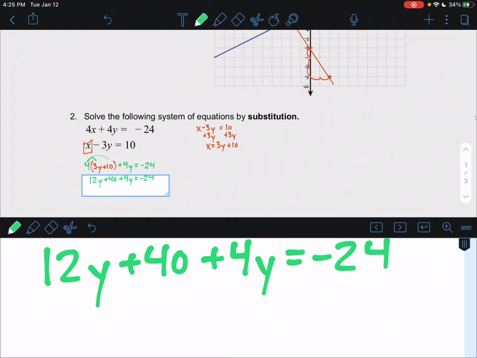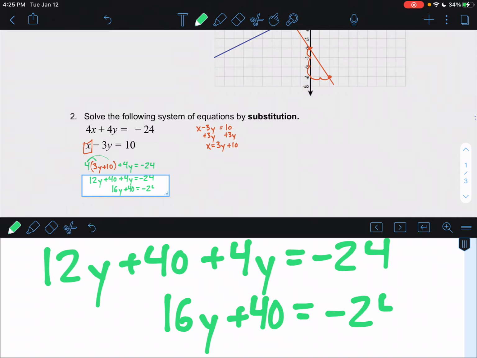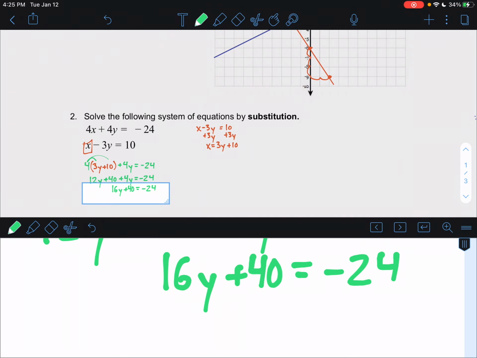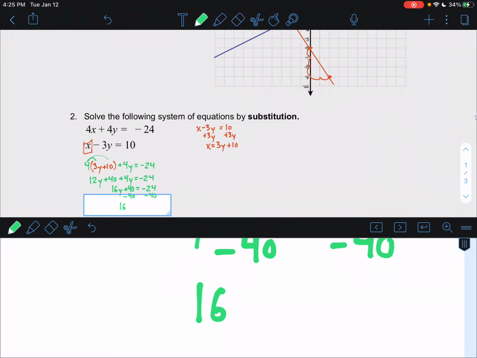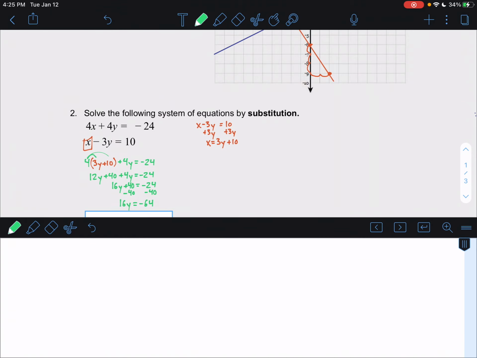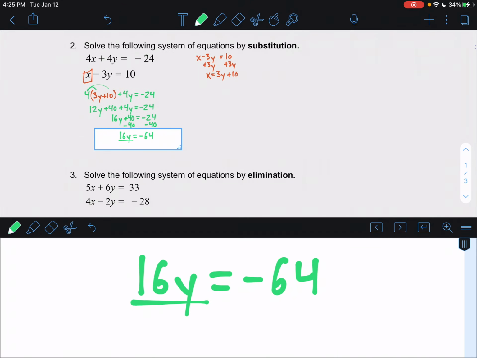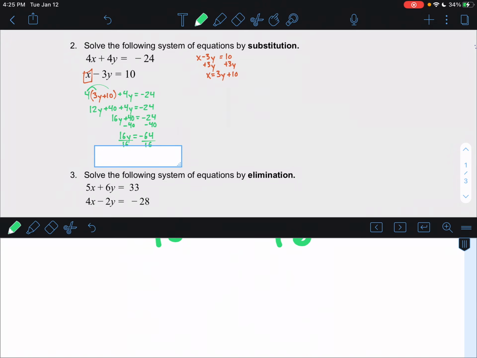I want to combine my like terms here on the left side, so 12y plus 4y is 16y, plus 40 equals negative 24. Subtract 40 from both sides. And then we're going to have 16y equals negative 64. Divide both sides by 16. And y equals negative 4.